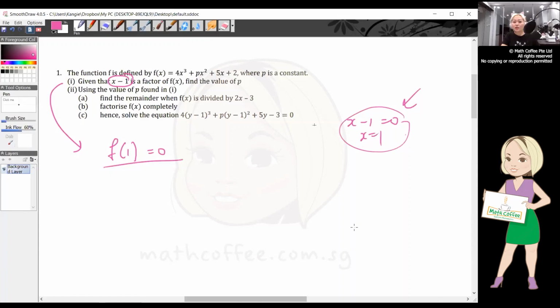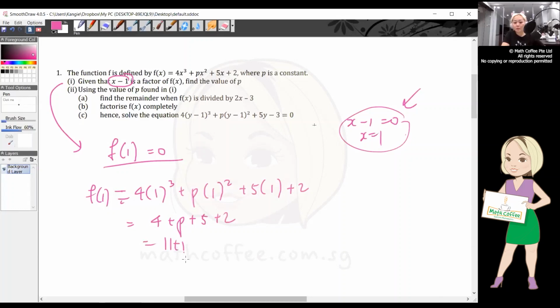So based on this, I actually can form an equation. So f(1) will be 4, replace all the x to become 1. So 4(1) cubed plus p(1) squared plus 5(1) plus 2. Okay, so I will get 4 plus p plus 5 plus 2. That will give me 11 plus p.